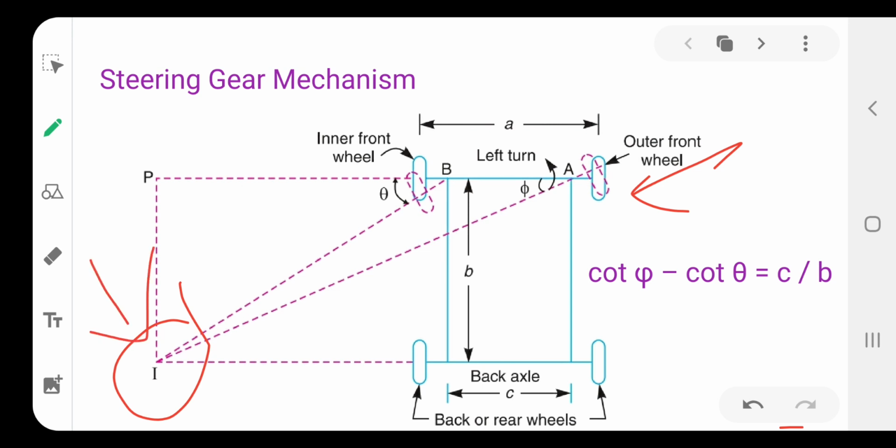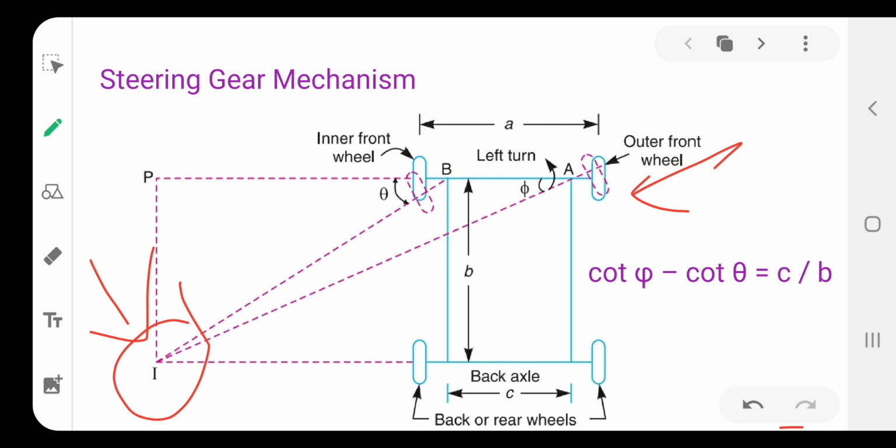The axis of the inner wheel makes a larger turning angle theta than the angle phi subtended by the axis of the outer wheel. Here, a equals the wheel track, b is the wheelbase or chassis length, and c equals the distance between the pivots A and B of the front axles.